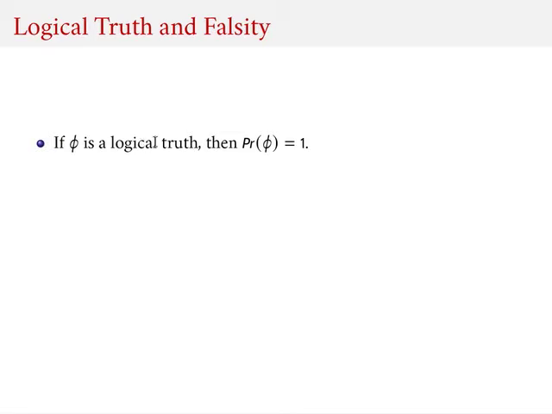And what this rule says is that any sentence which is a logical truth has to be assigned a 1 probability. That is to say that any logical truth is wholly certain. So hopefully that should be intuitively clear why that is a good rule. Now the flip side of that is that if a sentence phi is a logical falsity, that is, if it's a contradiction, then its probability is 0. So to repeat, any logical truth or tautology has 100% probability, and any logical falsity or contradiction has 0% probability.